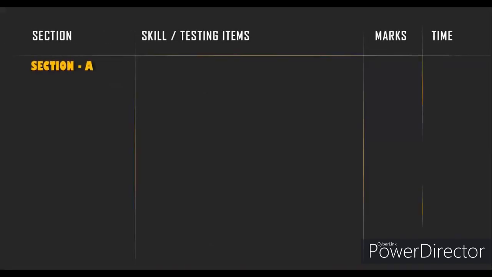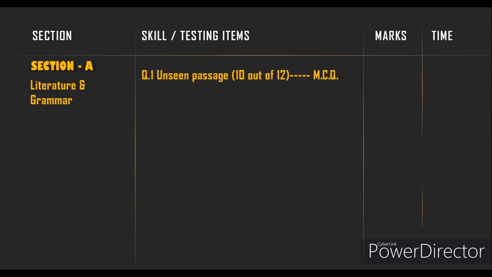The paper has been divided into two different parts, that is section A as well as section B. The first part is going to be of the literature and the grammar, right? And section B, that is the second part, is going to be of literature and your writing skills. Now, how to manage your time for the allotted marks of the question? So that is what I'm going to guide you here.